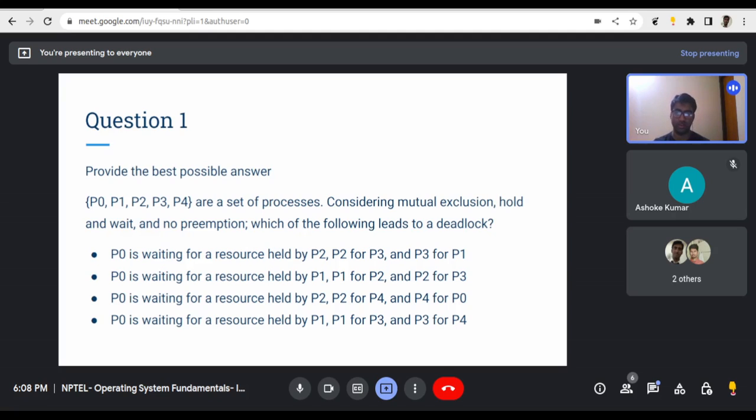If you have followed the theory of deadlock, there are four conditions for a deadlock: mutual exclusion, hold and wait, no preemption, and circular wait. So we just have to consider that fourth case. Which among the following options do you think is correct, that is, holds that circular wait condition? I'll just wait for another minute or so if somebody wants to answer.